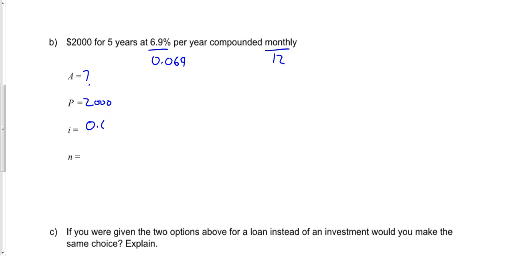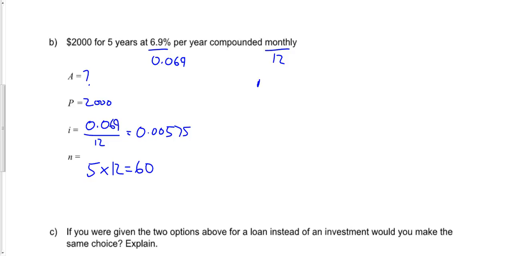So I want to figure out, what is that actually worth? 0.069 divided by 12 is going to give me 0.00575. And then because it's in there for 5 years, I multiply by the number of compounding periods per year. Each year it's compounded 12 times, for a grand total of 60 compounding periods. Same formula, just different numbers to plug in.